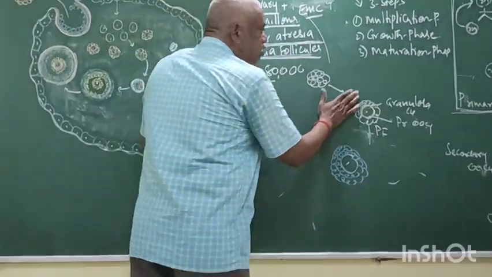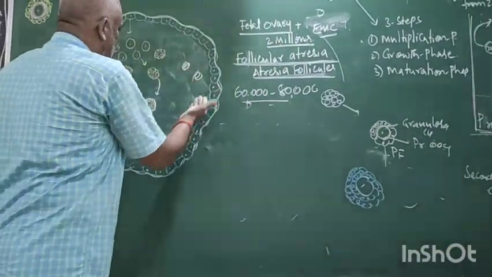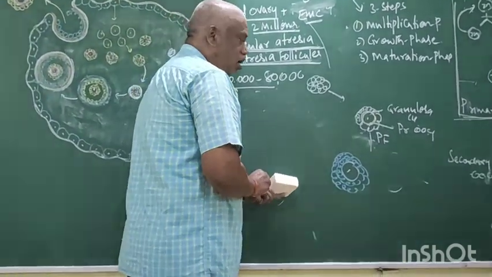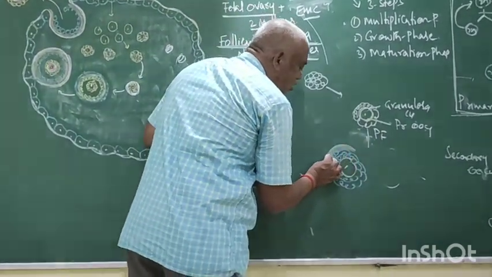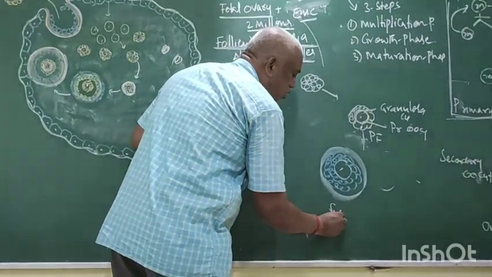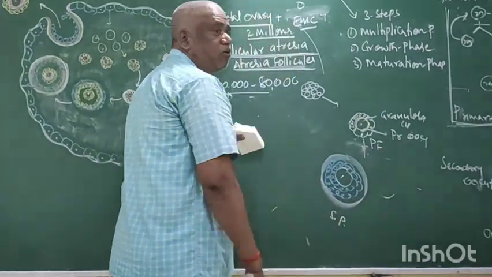Now, what is this surrounding the primary follicle? Right, stroma. This is all present in stroma. Now, the stroma forms a layer that is called theca. Now it is called a secondary follicle. What is the difference between primary follicle and secondary follicle?